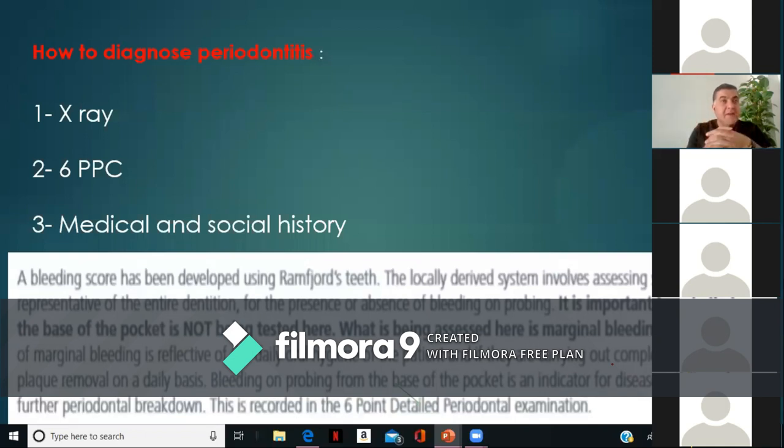And then, if it is zero, the patient is healthy. If it is score one, then bleeding, just give oral hygiene instructions, reinforce, explain, okay? If it is score two, remove any contributing factor, like if there is an overhang, if there is any calculus. Score three and four, if you noticed that, then you need to go for more investigations.